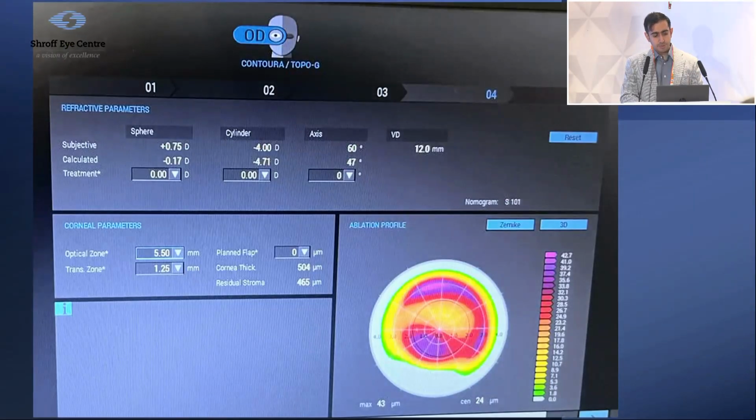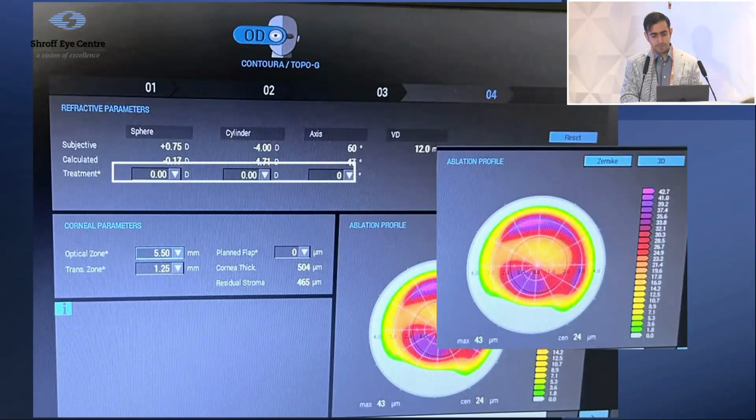measuring. So the first thing is to set the sphere and cylinder to 0, and you can see that there's still some amount of ablation. There's a maximum ablation of 43 microns and a central ablation of 24 microns. Even when you've set the sphere and cylinder to 0, that's just for regularization of the cornea.